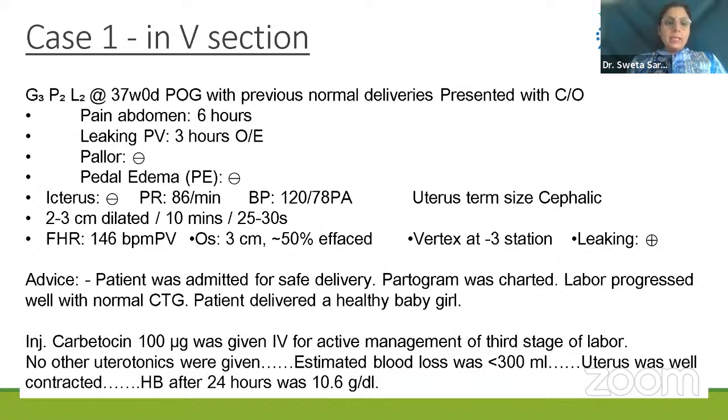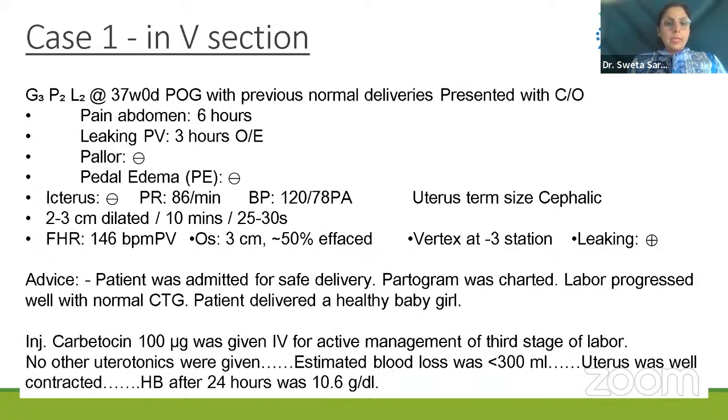2 to 3 centimeter dilated with contractions every 10 minutes, lasting for 25 to 30 seconds. Fetal heart rate was normal. So the patient was admitted for safe delivery. A partogram was charted, labor progressed with normal CTG, and the patient delivered a healthy baby girl. For the active management of third stage of labor, I used carbetocin 100 microgram IV.